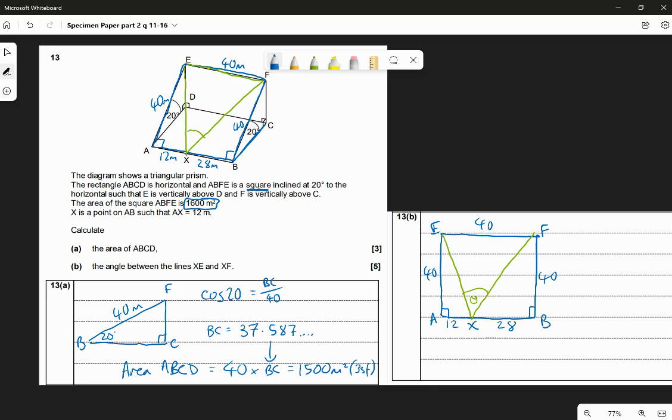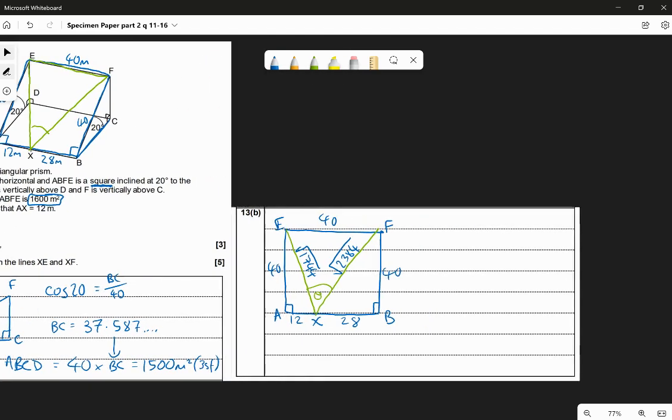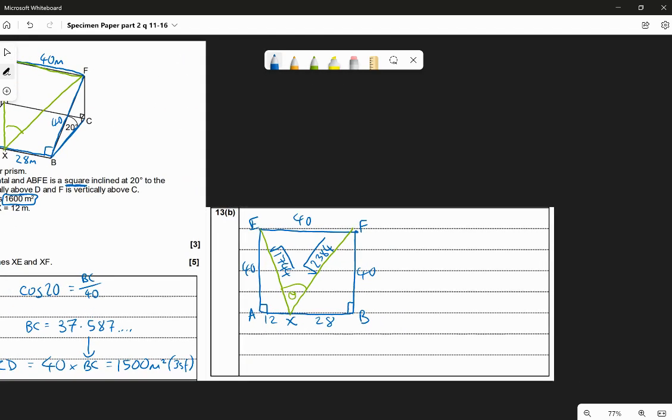So I know the length E to X is the square root of 40 squared plus 12 squared, which is the square root of 1744. And then the length from X to F is the square root of 28 squared plus 40 squared, which is the square root of 2,384. And so now I have the 3 lengths of my triangle. I can then use the cosine rule to find the angle theta.